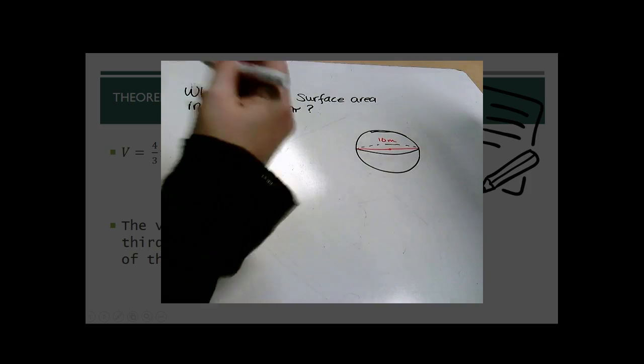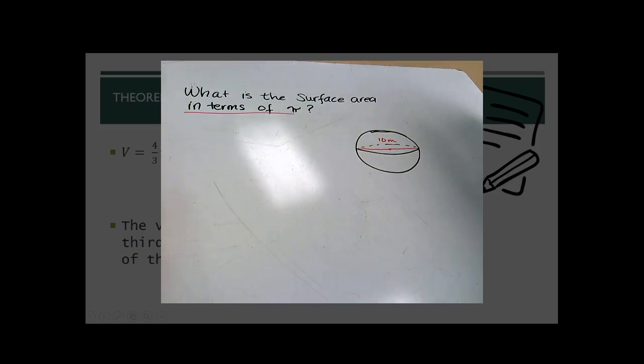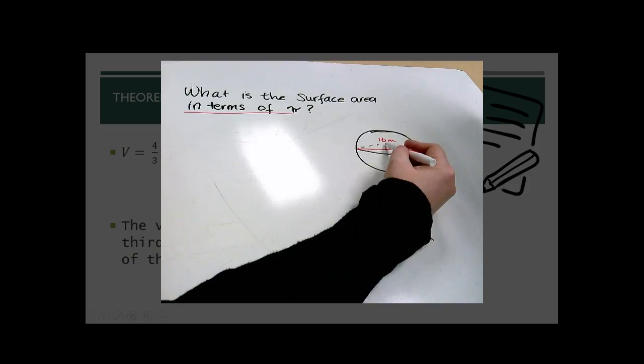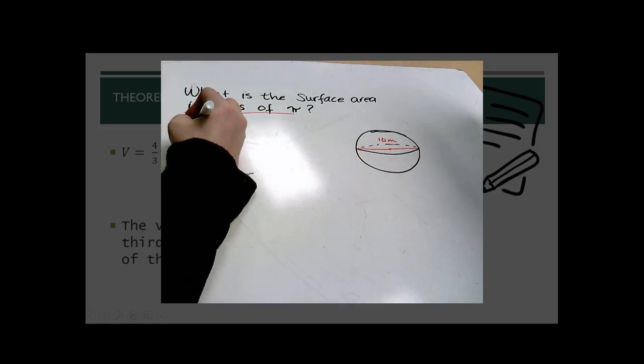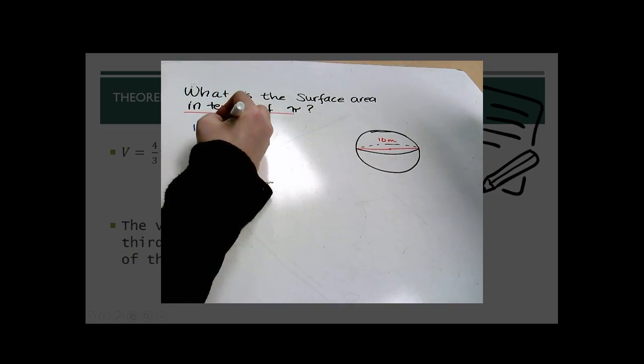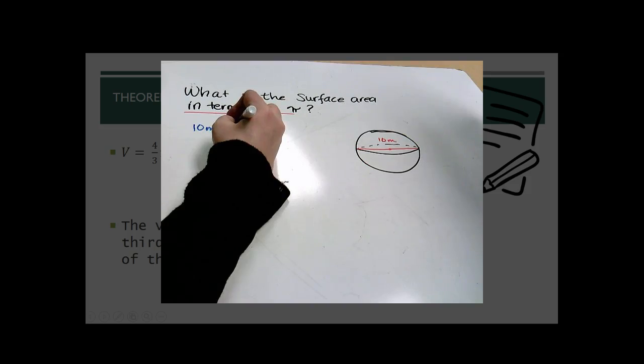A few things that you might want to note as we're going through. In terms of pi here are often the best words that you can see. That means you don't need to multiply it out. You can leave pi in the answer. And then the second thing is we also want to make sure that when we're looking at this, that 10 meters is the diameter, not the radius. So we want to write ourselves a note here that says 10 meters equals the diameter.